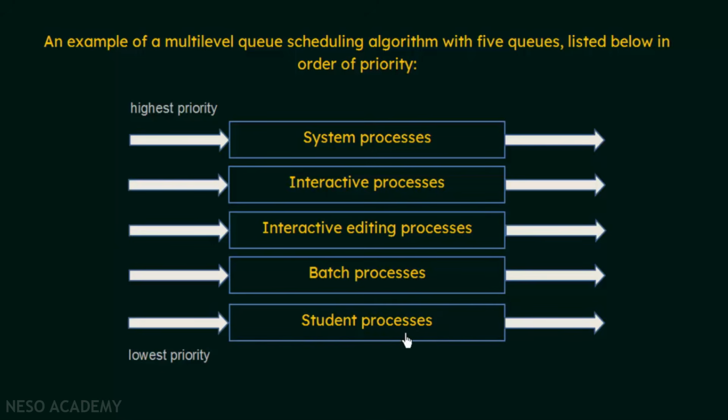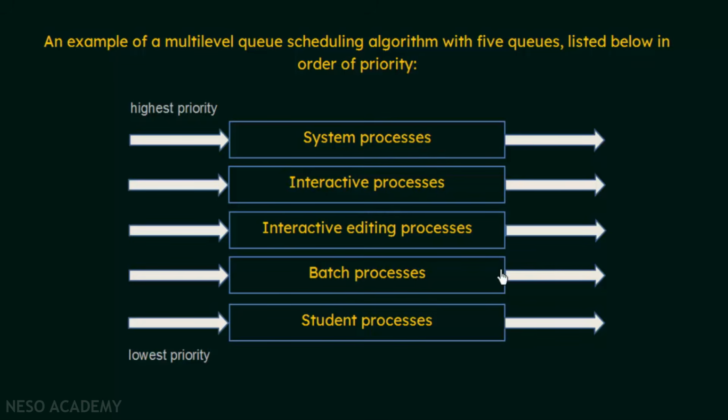Now, how are the processes within these queues executed? They may be having some other scheduling algorithm, maybe first come first serve or round robin or any other scheduling algorithms. So they may be executed within themselves, within the queue, with different scheduling algorithms. But we also see that there is a scheduling happening among the queues themselves. That is a fixed priority preemptive scheduling. So as I said, the student processes will only be able to execute when all the other queues are empty.